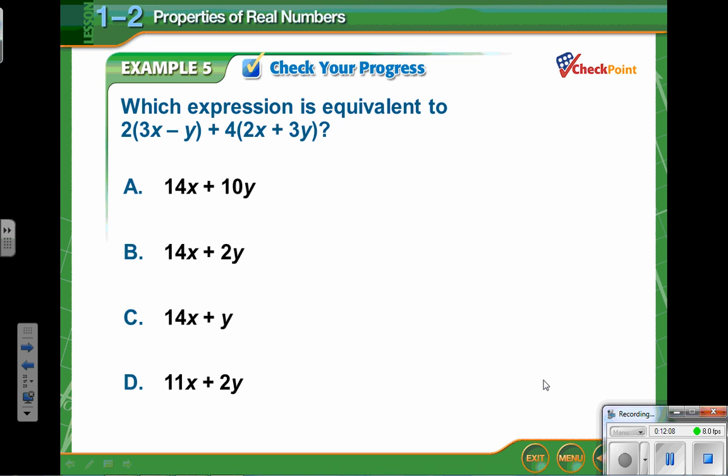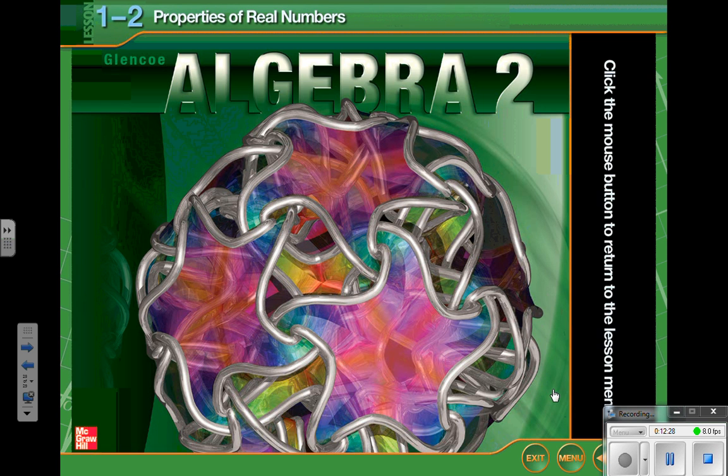This is the last problem, so you go ahead and show me that you can do this. So copy the problem down, work it out, and then click play to check your answer. And you should have gotten 14x plus 10y. And that's it.